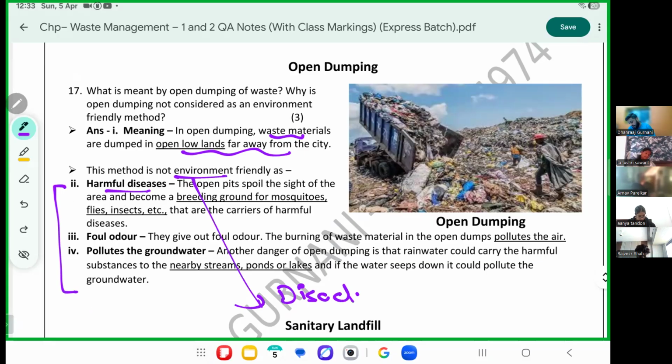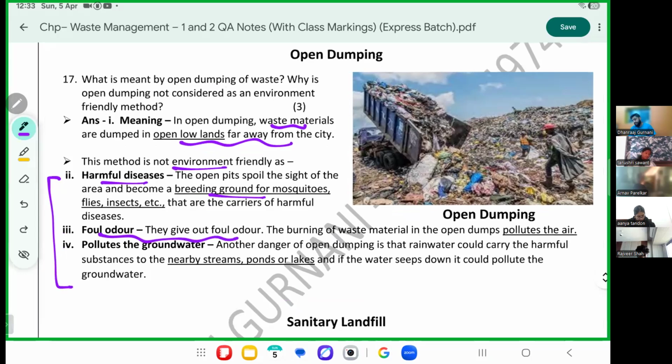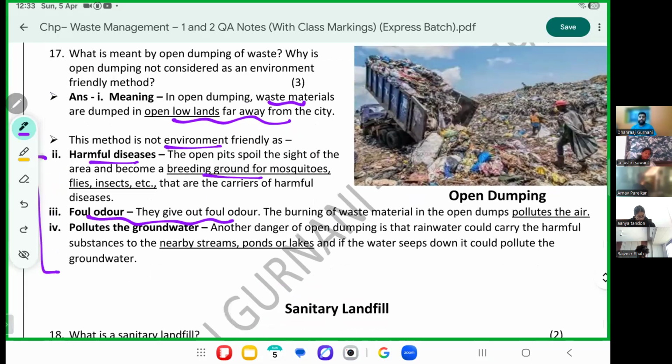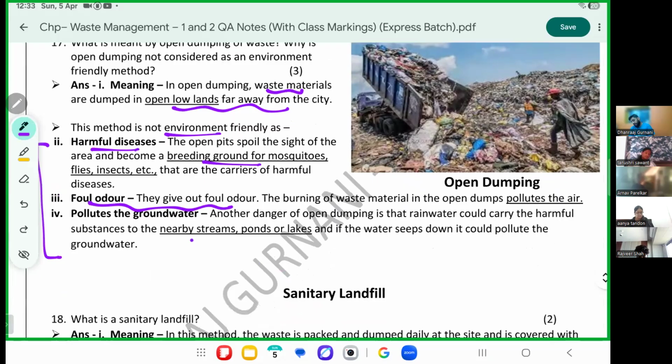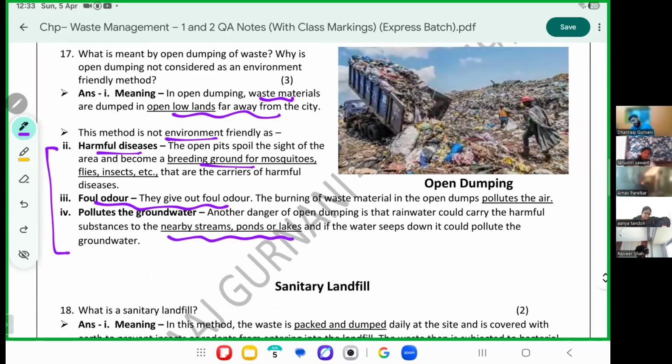It becomes breeding grounds for mosquitoes causing diseases. It obviously pollutes the air, gives a foul smell, and this waste may seep into or percolate into the nearby water bodies, streams, or lakes. And if the water seeps down, it could pollute the groundwater also.